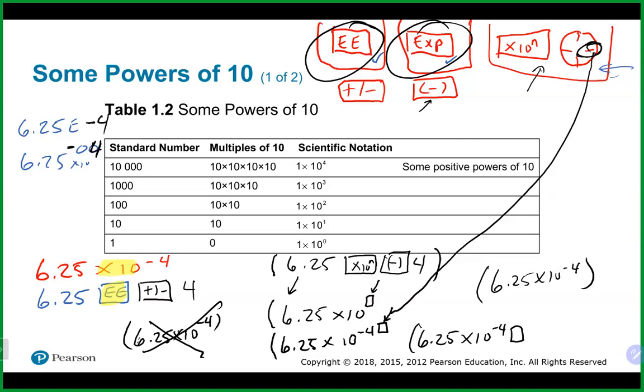Any questions on punching it in correctly? I think that will cover almost everybody's calculator that you probably should have. If not, make sure you come see me. We'll figure out your exponent button, but that probably is most everybody.